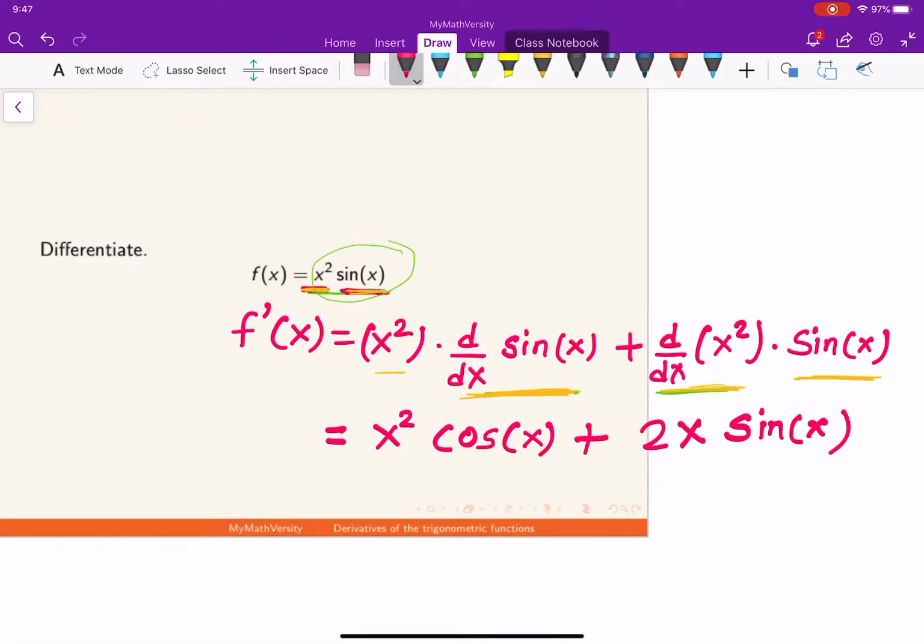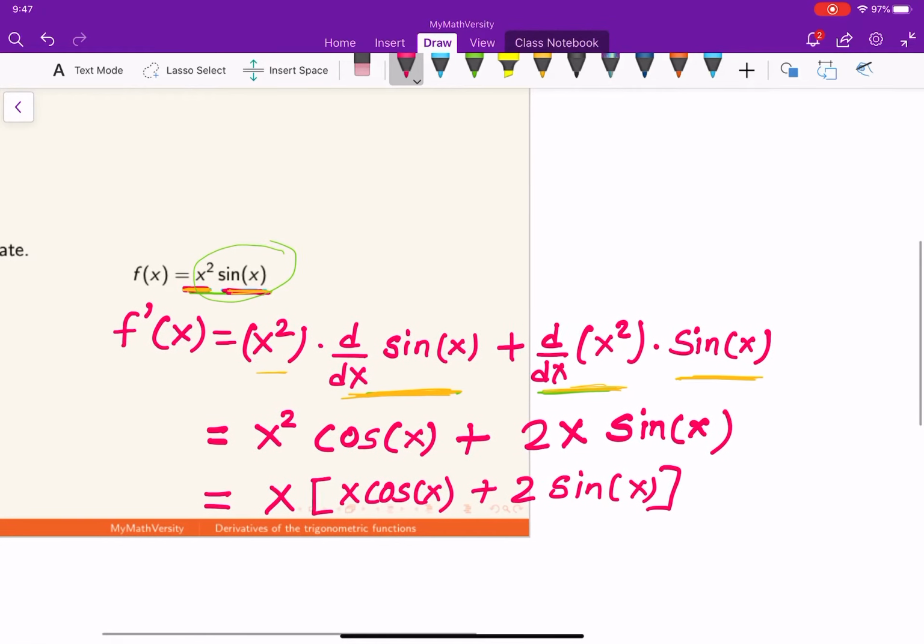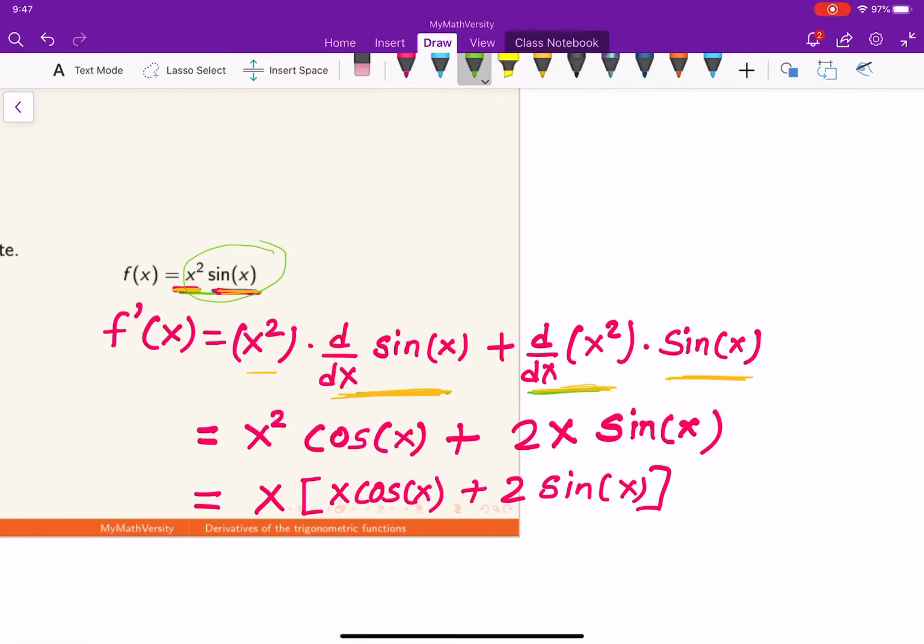But if you want to further combine or simplify, I can see that I can take x out as a common factor. If I do that, x times cosine x is the remainder in the first term, plus 2 times sine x is the remainder in the second term, and then I can also write the derivative in this way. Either expression is the derivative of x squared times sine x.